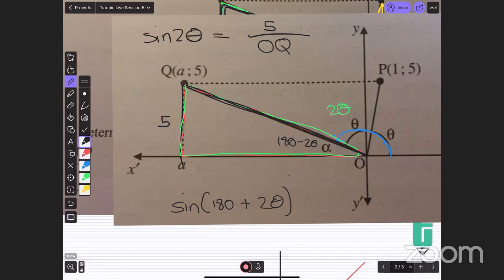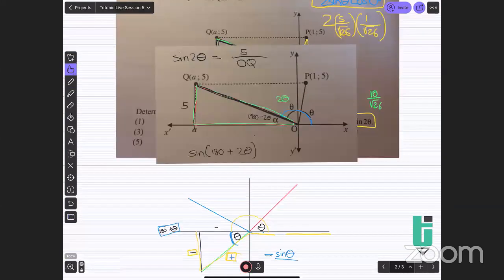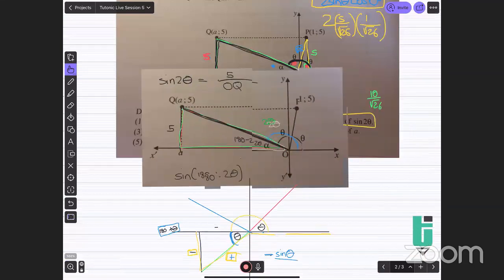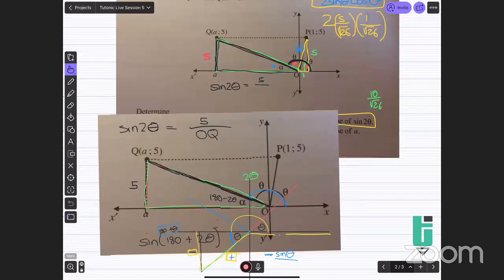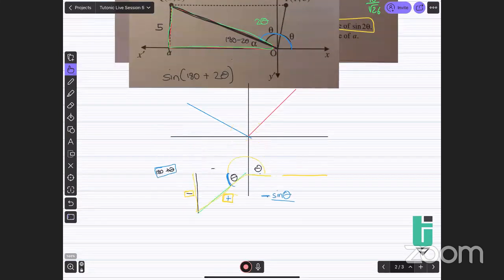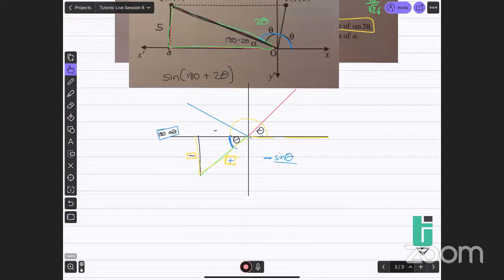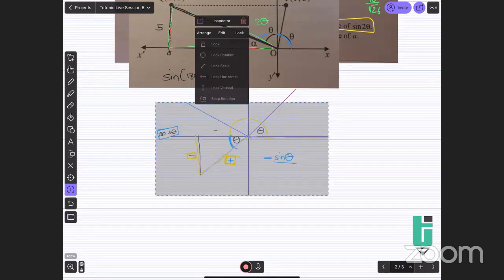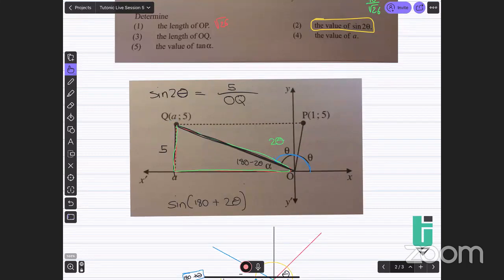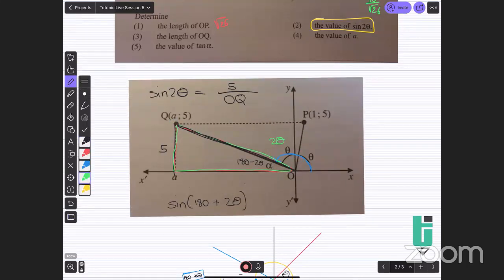Okay. Now they were asking you to work out OQ. That's the question. Do you guys see that? They're asking you to work out OQ. Now you can work out OQ because didn't the question before that ask you to work out sine 2 theta? So therefore you have your equation already. You have sine 2 theta, right? It's 10 over root 26. You worked it out. So therefore you can solve for OQ.